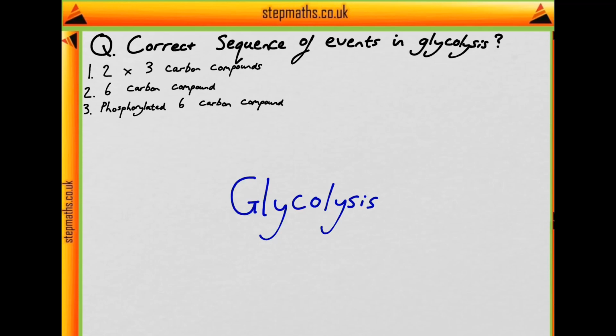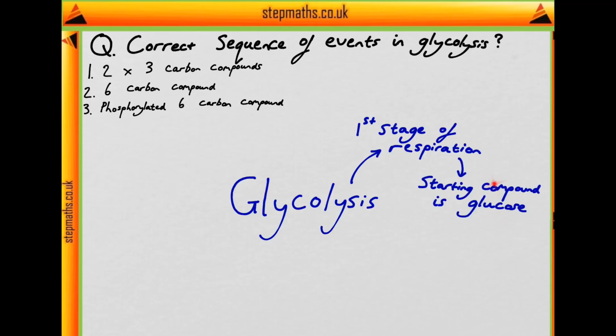Okay, so first let's ensure we know exactly what glycolysis is before we dive into its steps. So what is glycolysis? Glycolysis is the first stage of respiration, so it occurs in both aerobic and anaerobic respiration. And as it's the first stage of respiration, we know that its starting compound is glucose, a 6-carbon sugar.